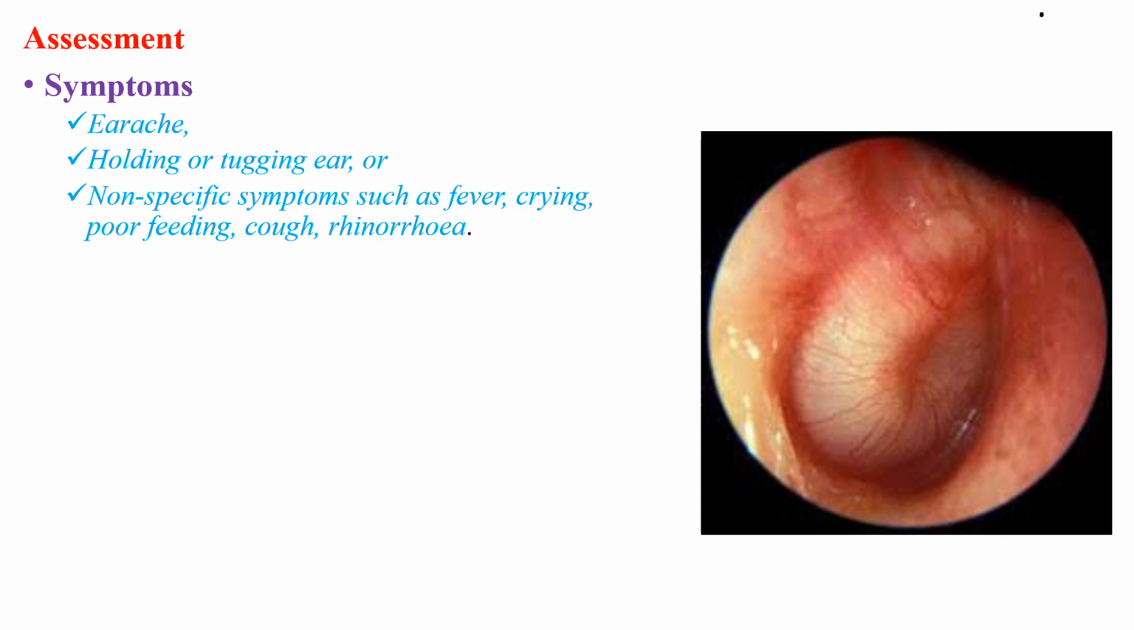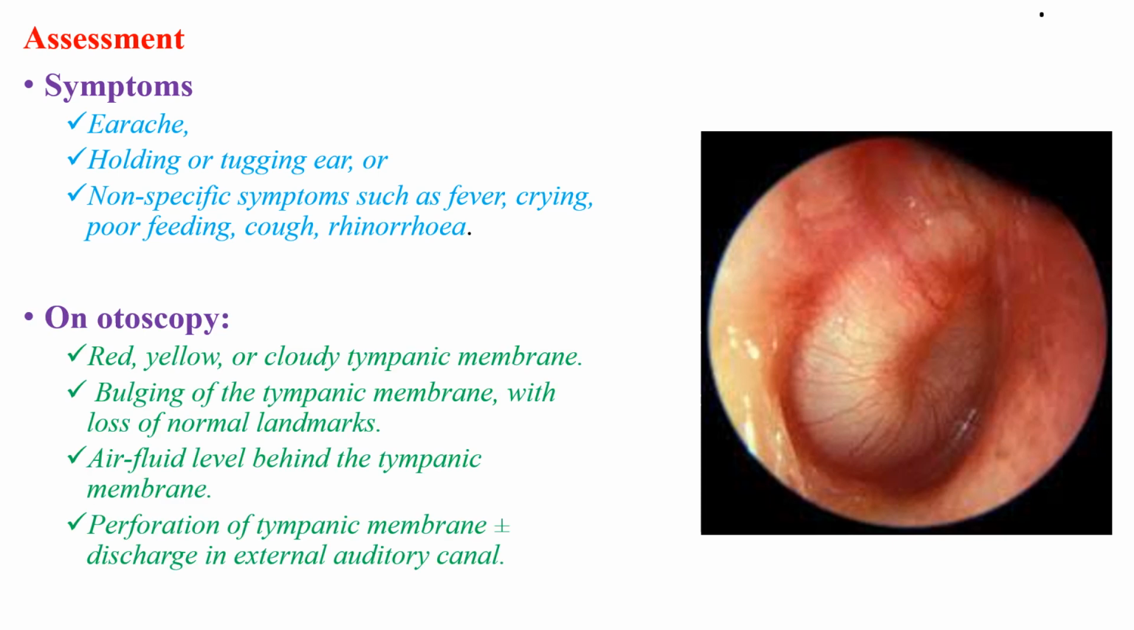Symptoms of acute otitis media include earache, holding or tugging the ear, pulling the ear, and non-specific symptoms such as fever, crying, poor feeding, cough, and rhinorrhea. On otoscopy, we might see a red, yellow, or cloudy tympanic membrane and bulging of the tympanic membrane with loss of normal landmarks and an air-fluid level behind the tympanic membrane. Perforation of the tympanic membrane with or without discharge in the external auditory canal can also be seen.